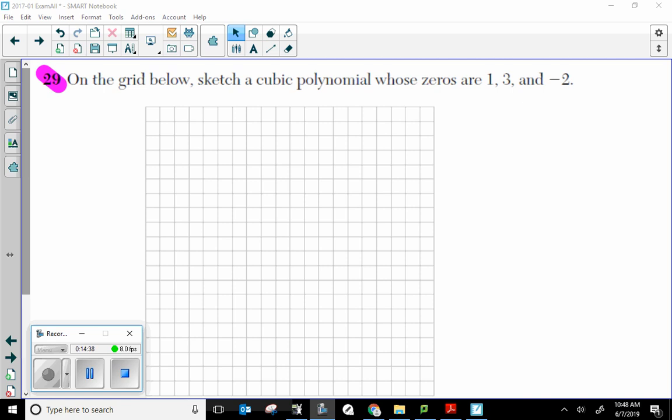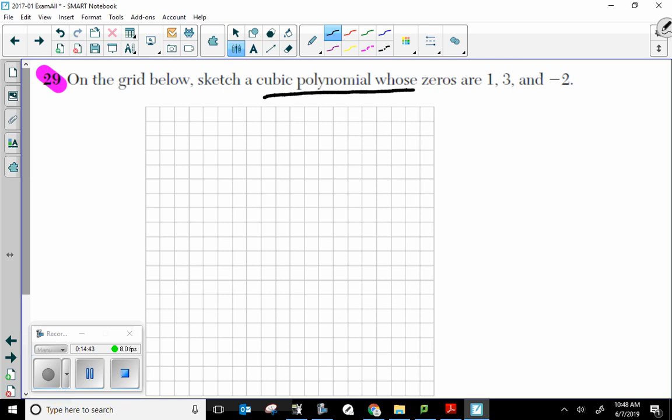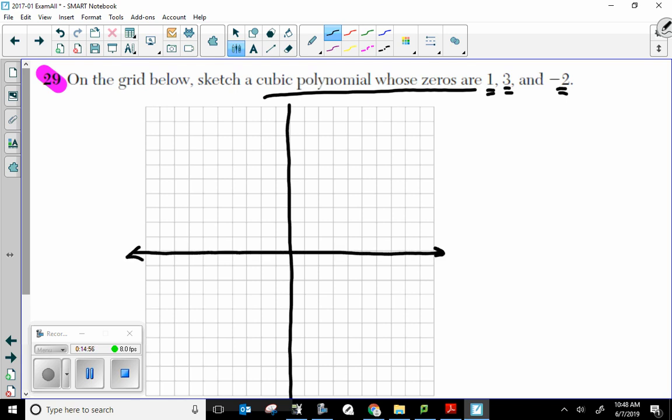29, finally, a layup, okay? Sketch a cubic polynomial whose zeros are 1, 3, and -2. That's the only restriction, okay? So I'm just going to put a line here to represent my y-axis. I'm going to put a line here to represent my x-axis. And if I know anything about anything, zeros are the same thing as x-intercepts. Okay, so here's 1, 2, 3 on the x-axis. Here's -1, -2, -3 on the y-axis.